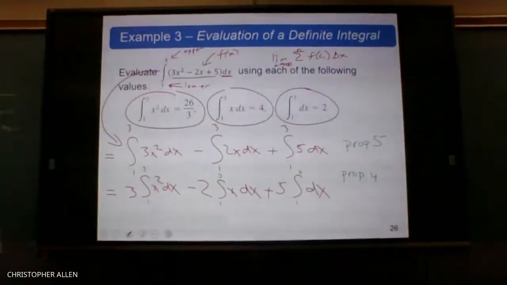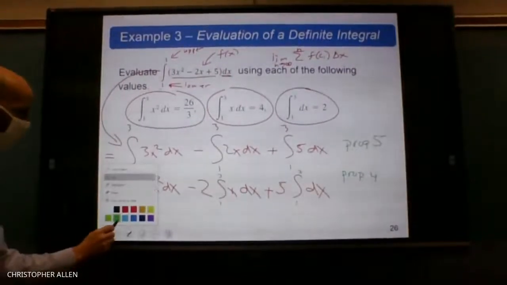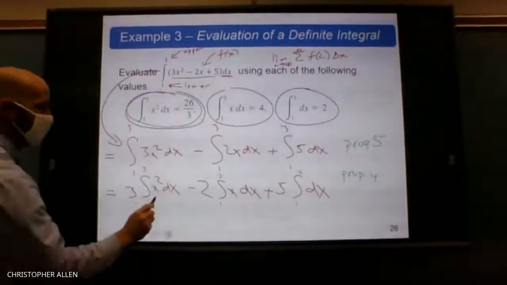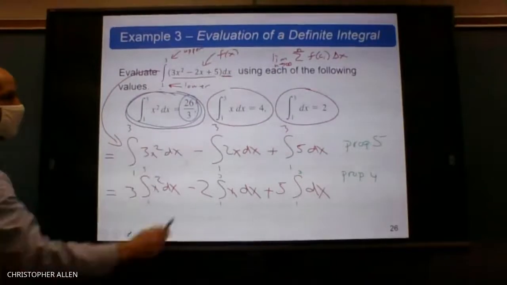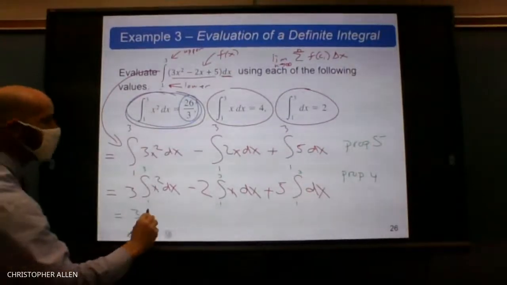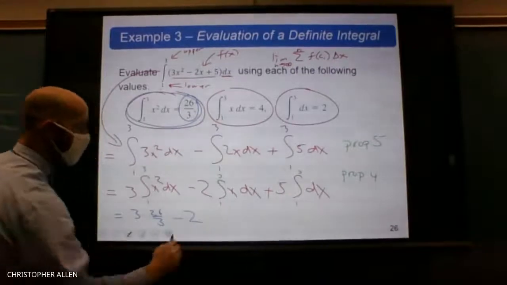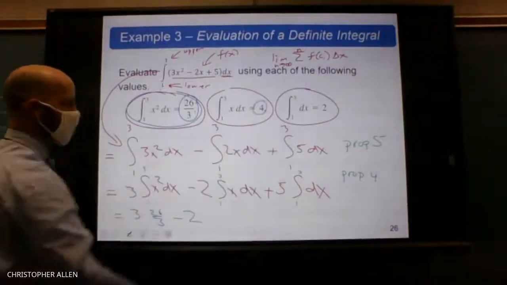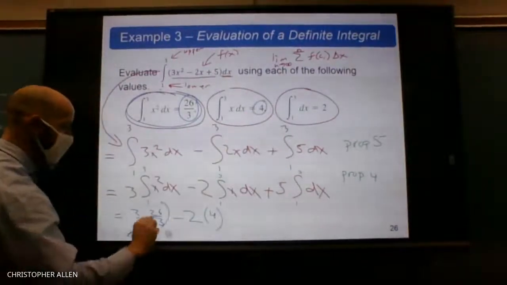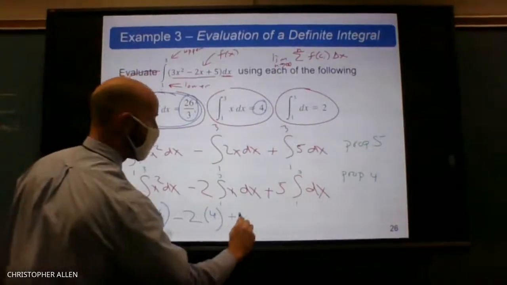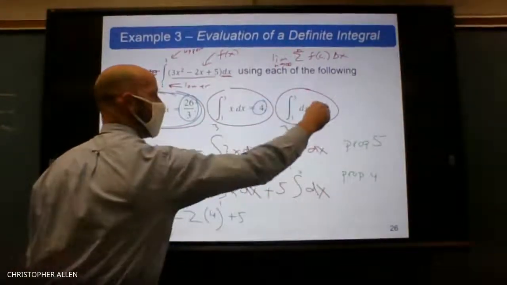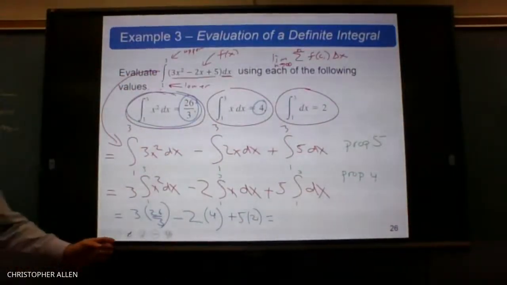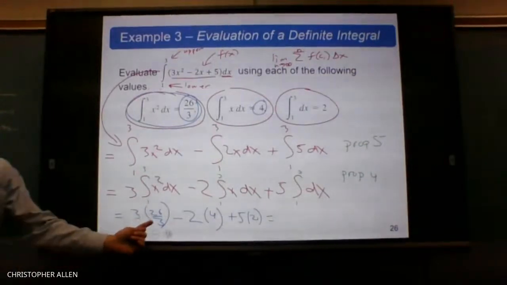Guess what I can do now? Well, let's look here. Let's do it in blue. What does this integral equal? Well, this definite integral equals 26 over 3. So this is 3 times 26 over 3 minus 2. What does this integral equal? Well, it tells us right there, 4. Need to do parentheses here. And then the last thing here is plus 5. What's this integral equal to? It tells us 2.